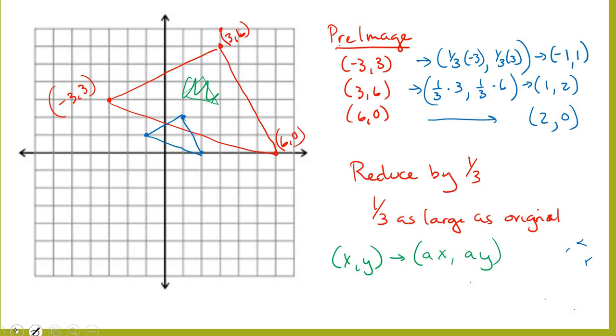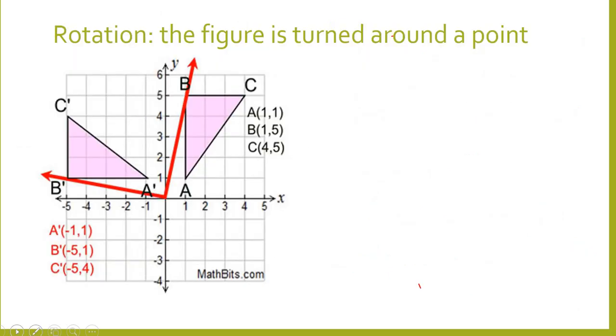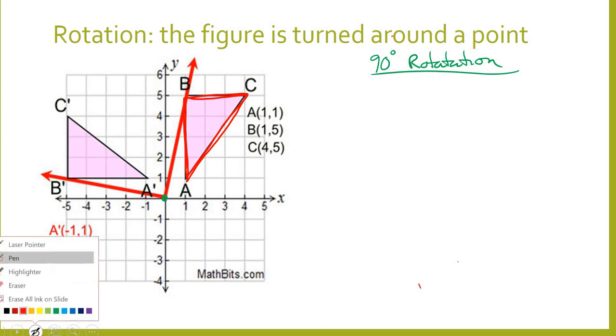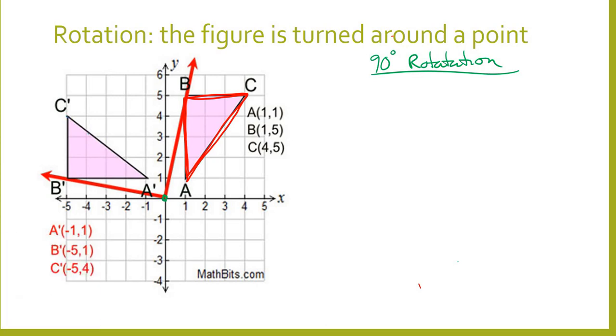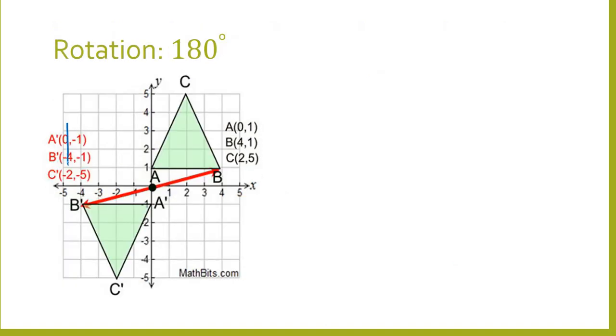Okay, we have two more general rules to look at, so be patient. Rotation. The figure is turned around a point. We are going to turn around the origin. Our first example is a rotation by 90 degrees, a 90-degree rotation. So what we're doing, and I'm going to put my blue in and red in. So this is going to be our pre-image, and this is going to be our post-image. And they've done all the ordered pair work for us on this slide.